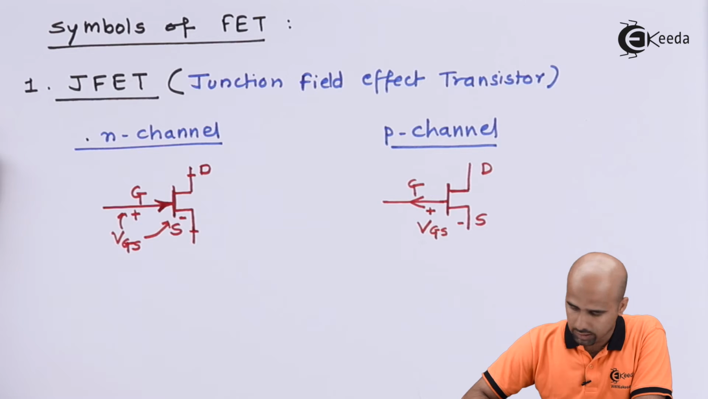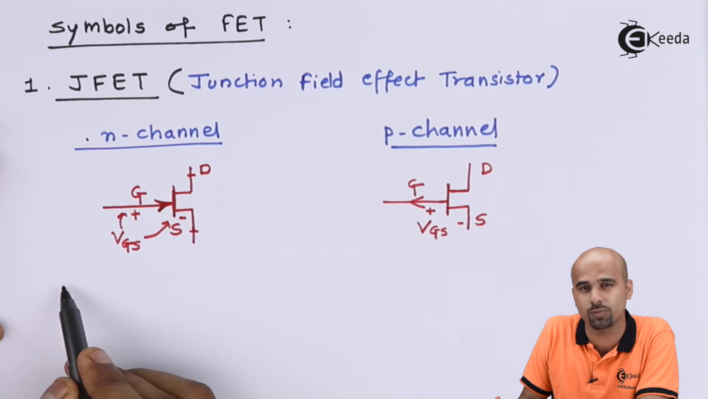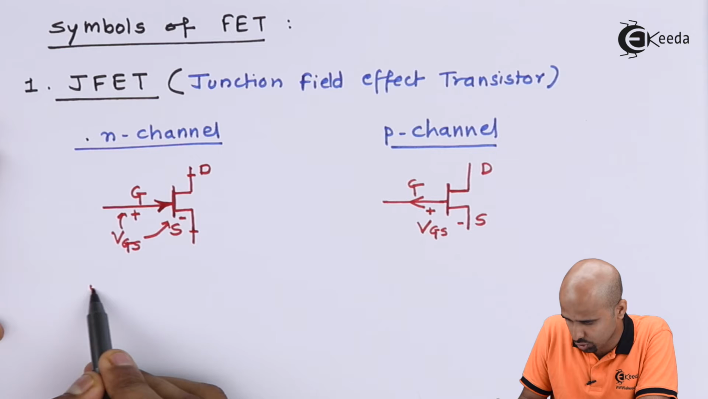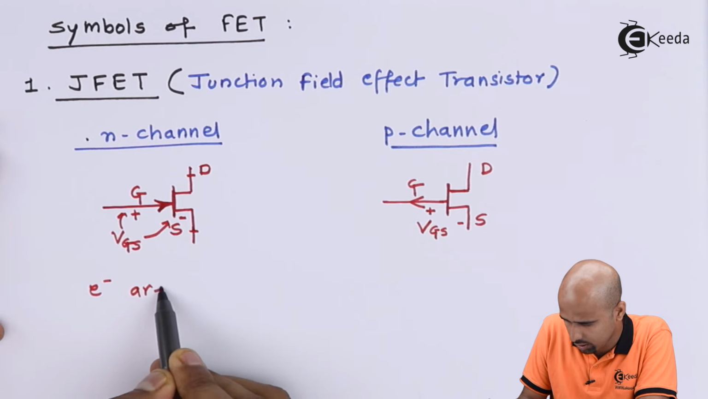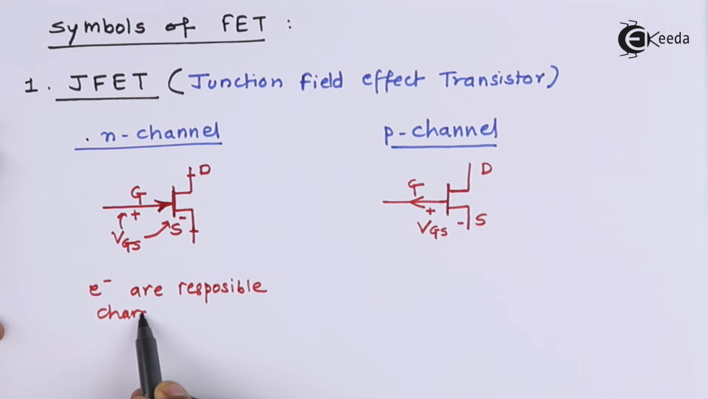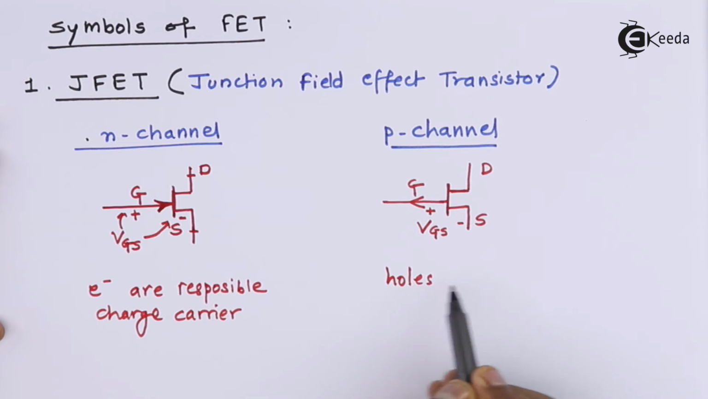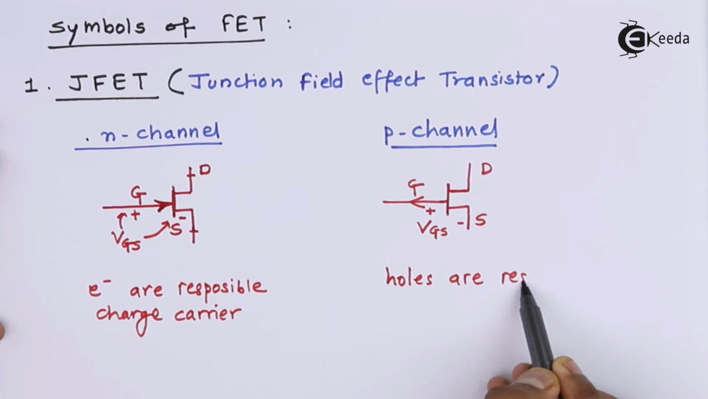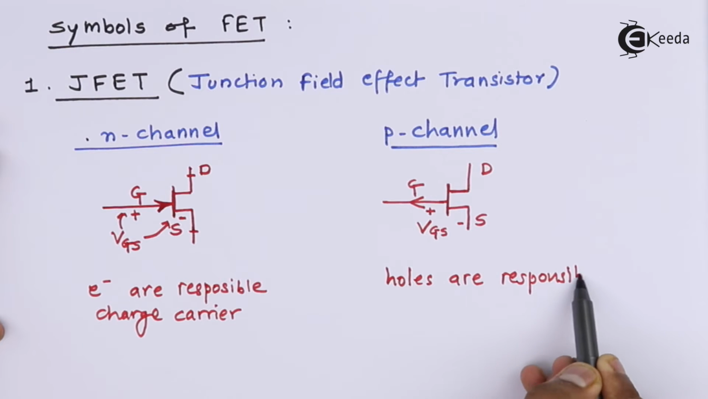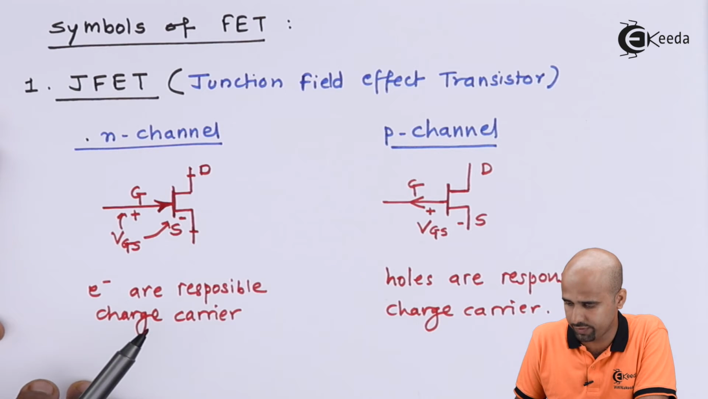Now coming to the part of N channel and P channel, we will say that current is in the form of responsible parameter electron. So electrons are responsible charge carriers. And here we'll be getting holes are responsible charge carriers. So this is all about junction field effect transistor.